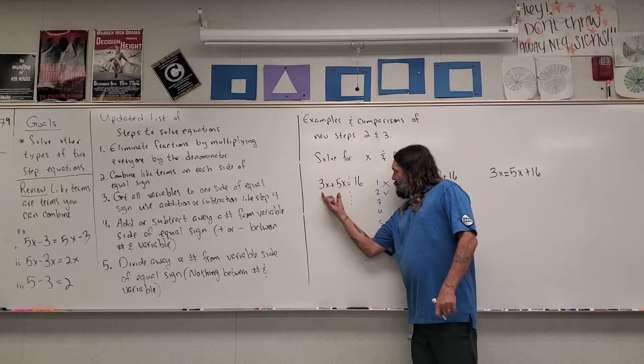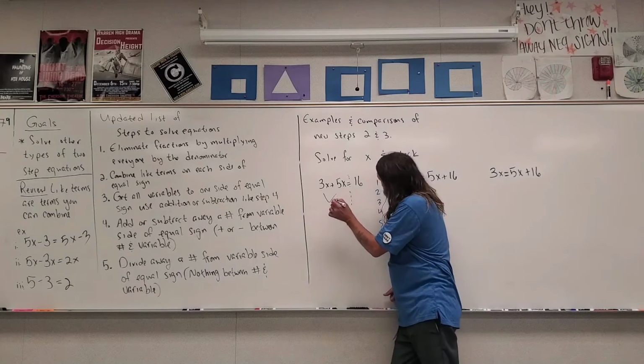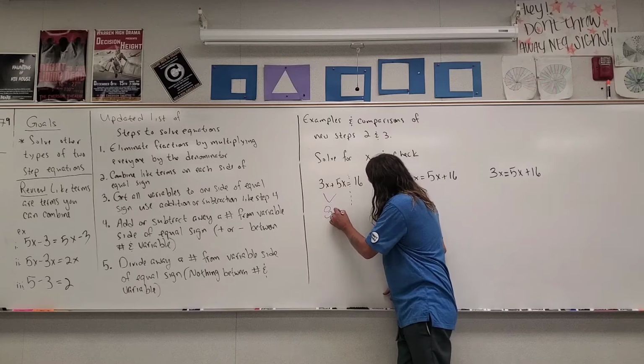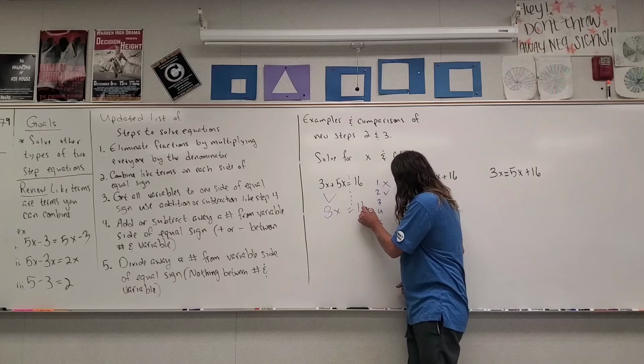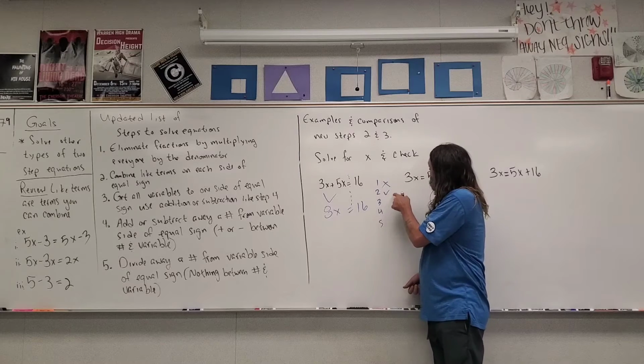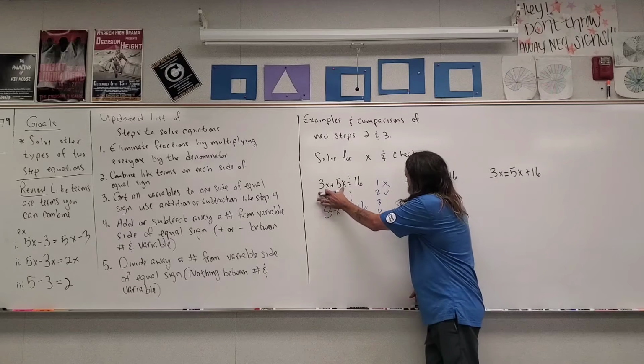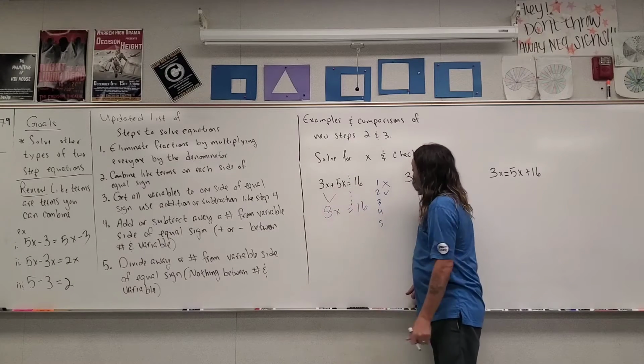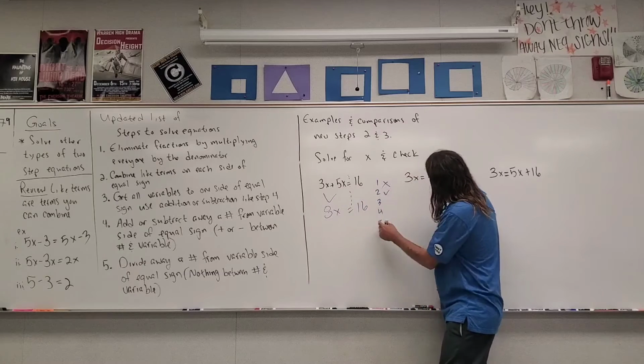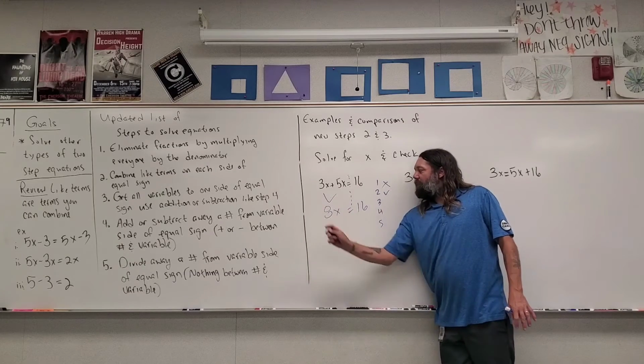I can put my 3x together with my 5x. I don't change signs, I just put them together as they are. And I get 8x now is equal to 16. That's what step 2 looks like. Okay, we combine like terms on each side of the equal sign. I can have like terms on this side, but for this example right now, it's on the left side.